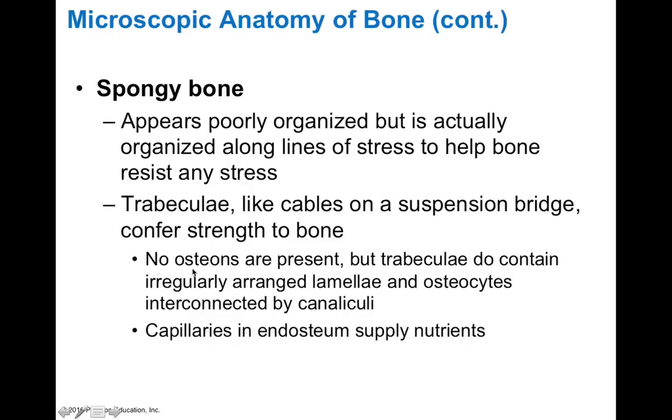Now, you don't find any complete osteons in spongy bone, but the trabeculae do contain lamellae and osteocytes that are interconnected by canaliculi. The reason why lamellae and osteocytes are here is that spongy bone used to be compact bone, but it was broken down by the osteoclasts and turned into a kind of spongy appearance. Now, capillaries in the endosteum are essentially what help nourish spongy bone from the inside.